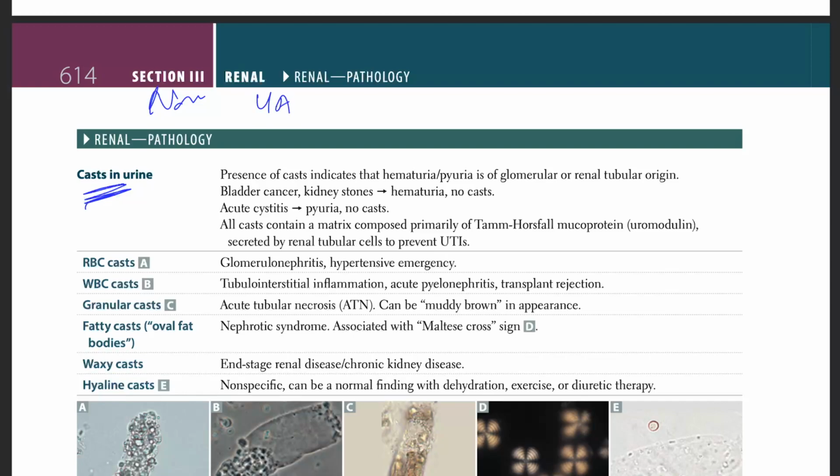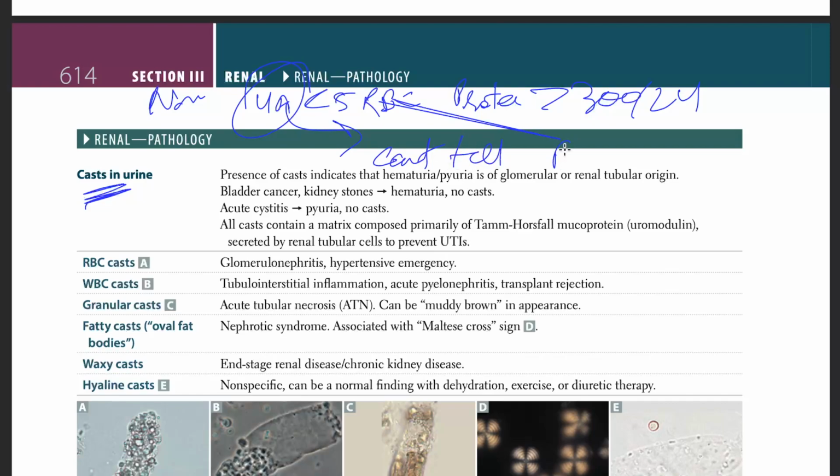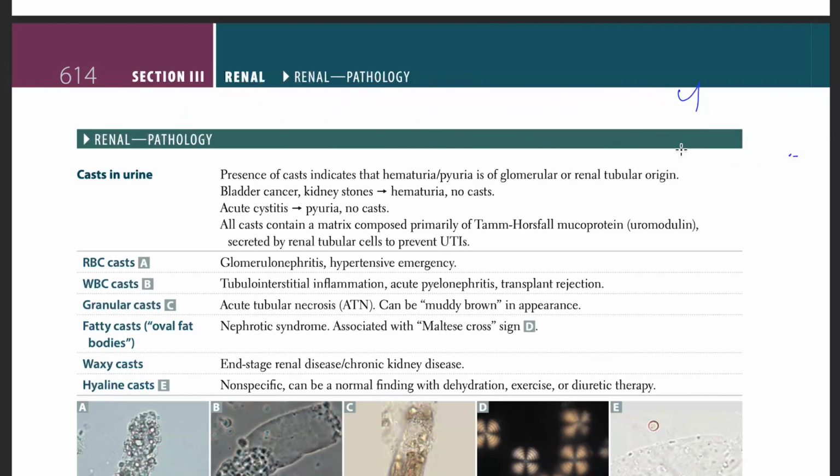Normally the urine analysis would show less than 5 RBCs. Proteins would show if they're greater than 300 per 24 hours excretion. That will be seen in the urine analysis. And now that urine analysis can tell the difference between what is an RBC, what is hemoglobin, or what is myoglobin. So let's now read the cast in urine.